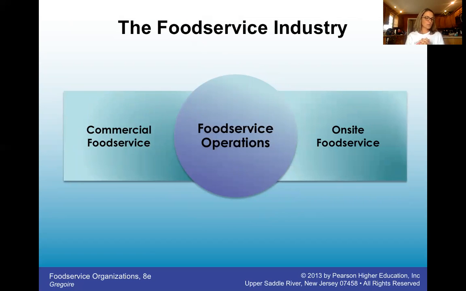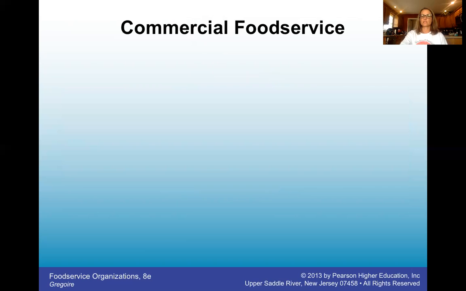All right, so we've talked a little bit about strategic management and how that works. Let's just do a quick overview of the food service industry. So we have 2 different types. We have commercial, which is going to be like your restaurants and places that you go out to eat. And then we have our on-site services, which are places like hospitals, colleges, that type of thing.